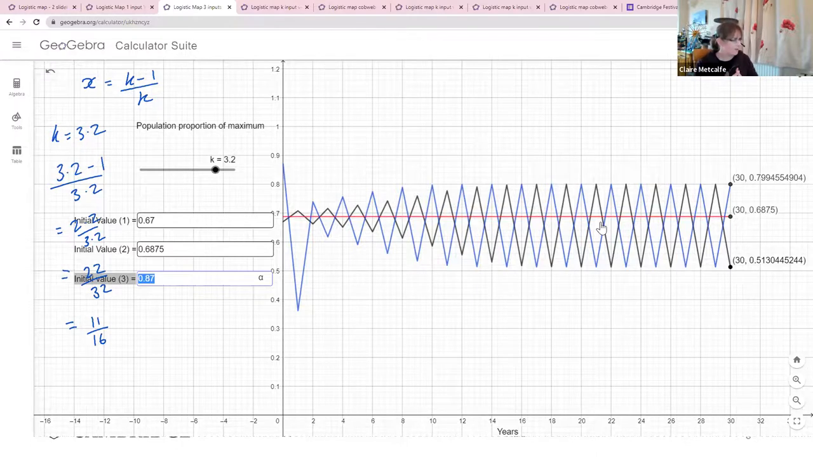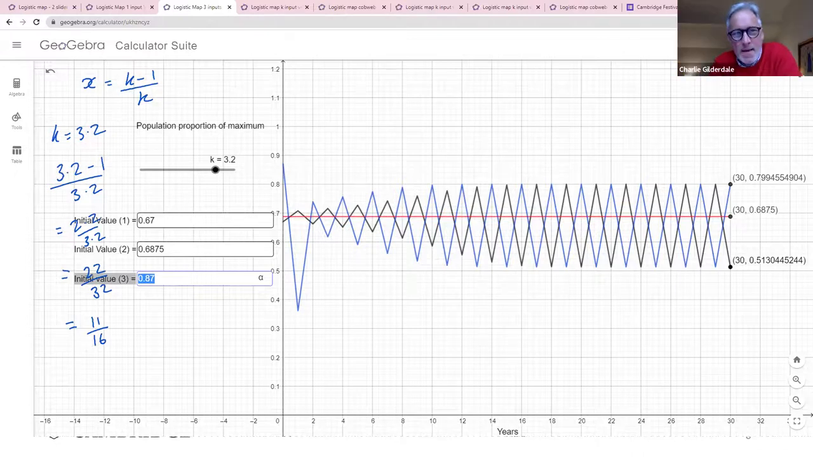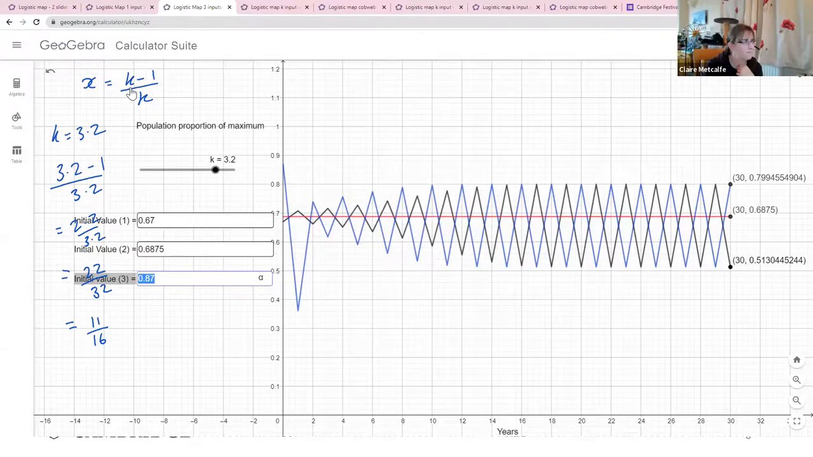Right, Charlie, I think we've gone a bit off piece now, so I'm trying to remember what we should look at next. Sorry, is that my fault? No, that's absolutely fine. I was looking at your equation there in the top left-hand corner, x equals (k minus 1) over k. And of course, if k is equal to 1, then x is going to be 0.